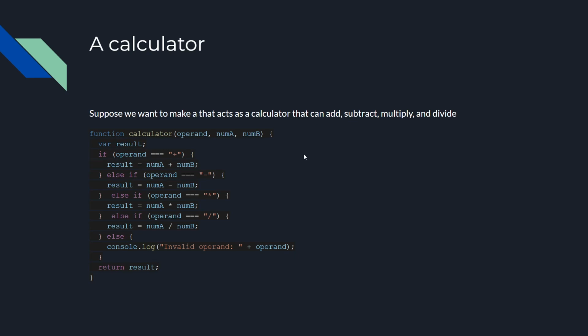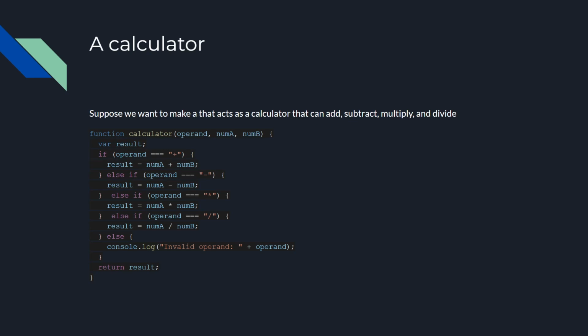So this is all fine and dandy, but the downside is that if we have a lot of different types of operands, then this if-else statement will get very long. And the other downside is that the longer the if-else statement is, the longer it takes to reach the last one, because it has to go through every single one.